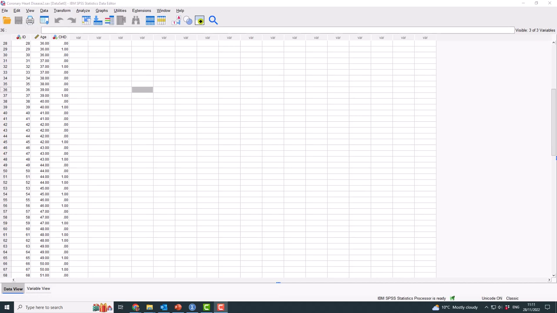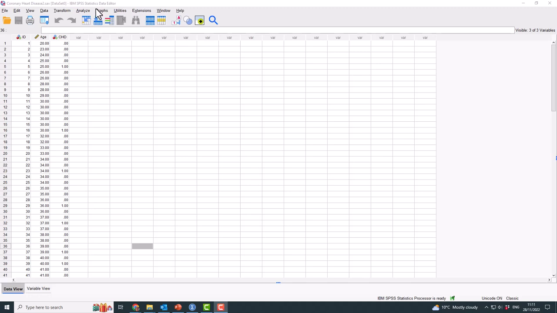I'm going to give an example of logistic regression. The key thing about logistic regression is it's the same as fitting a usual line to a set of data where you predict y from x, except in this case y is either 0 or 1. You either have the disease or you don't. So in this case there are 100 patients of different ages, and you've got whether they have coronary heart disease or not.